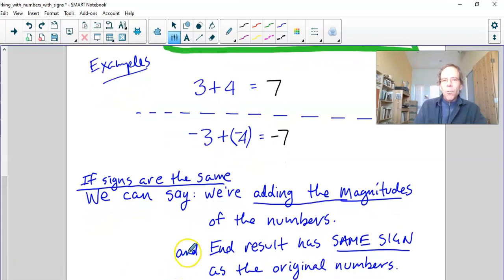Mathematicians might say what we're doing here is we're adding the magnitudes and giving the result the sign of the original numbers. So in this one with the negatives, the magnitude is 3 plus 4. So forget the signs, right? Throw away the signs when you're adding the magnitudes. That's what gave us 7. And then the end result is the sign of the original numbers. Okay, let's move on to the harder case.